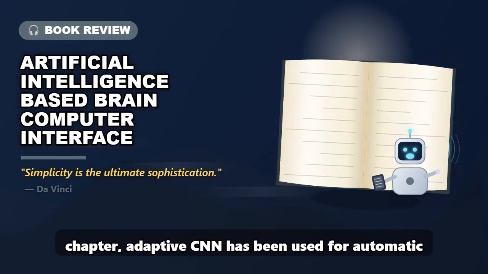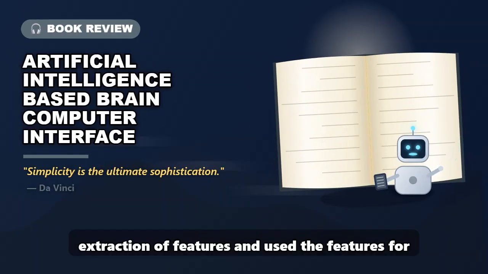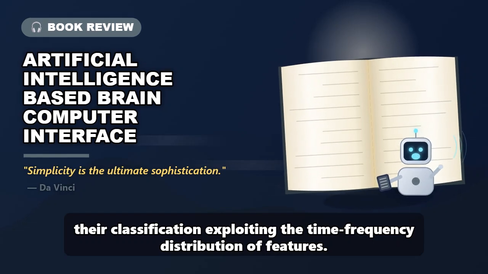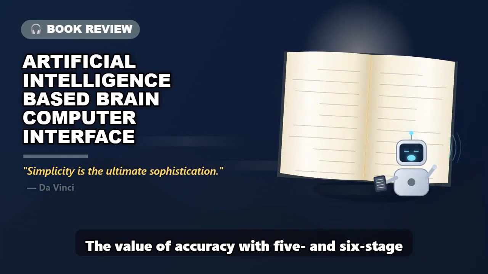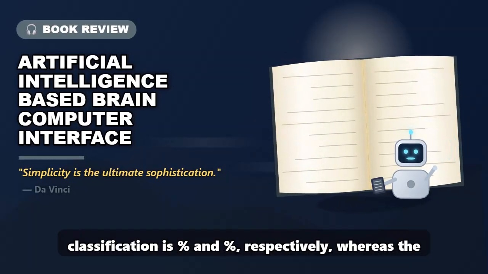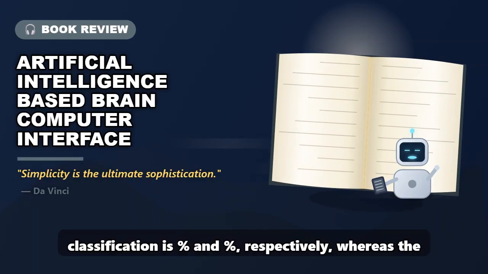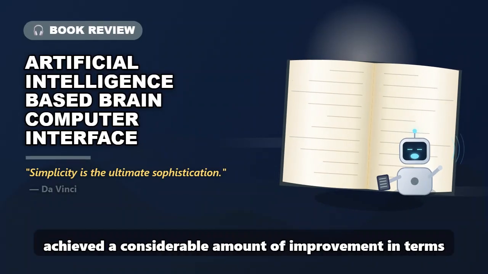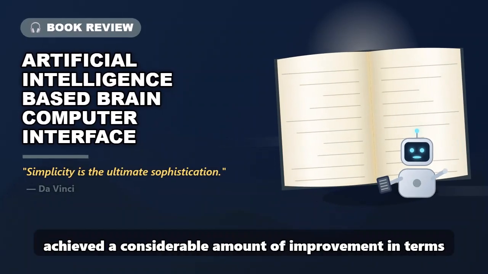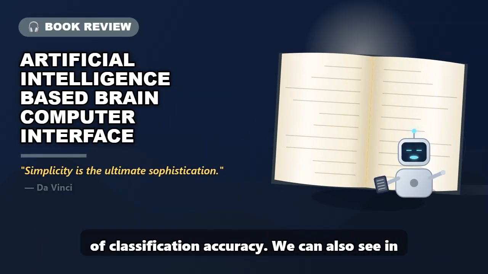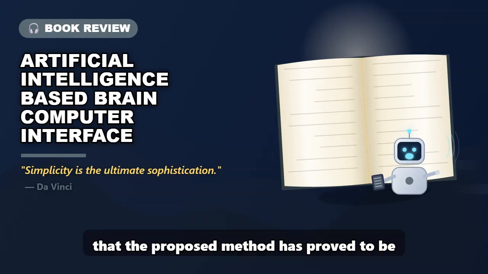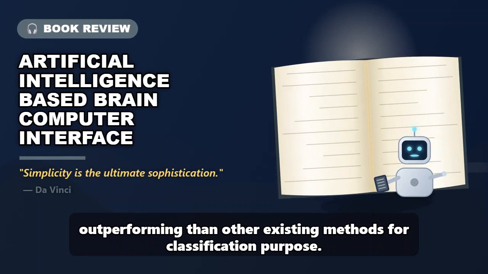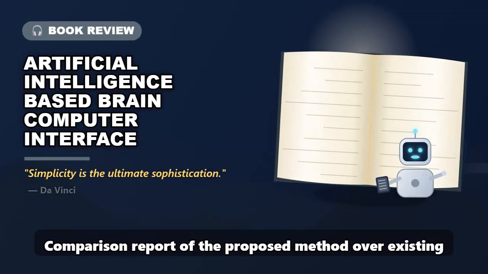In this chapter, adaptive CNN has been used for automatic extraction of features and used the features for their classification exploiting the time-frequency distribution of features. The value of accuracy with 5 and 6-stage classification is % and %, respectively, whereas the values are and, respectively, for kappa. We have achieved a considerable amount of improvement in terms of classification accuracy. We can also see that the proposed method has proved to be outperforming other existing methods for classification purpose. Comparison report of the proposed method over existing state-of-the-art.